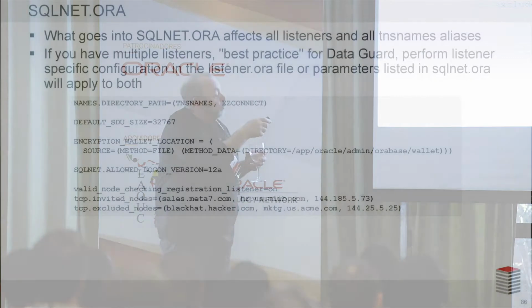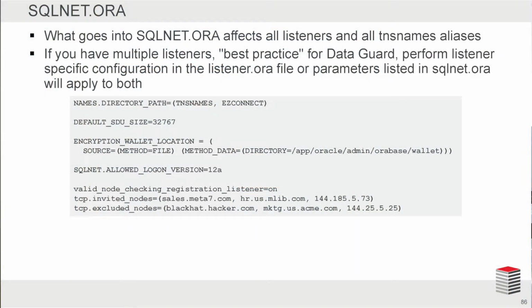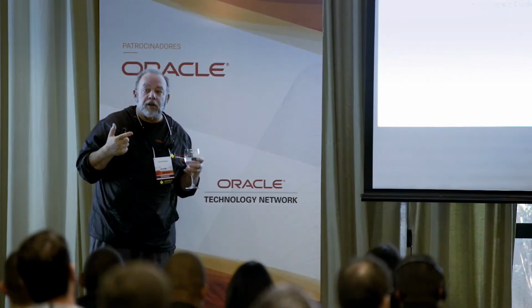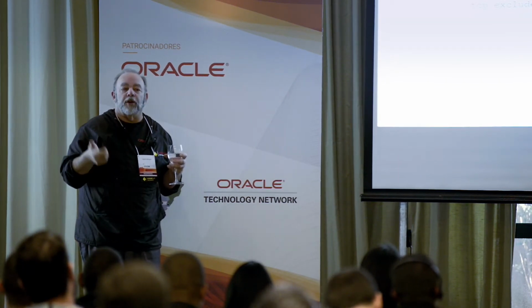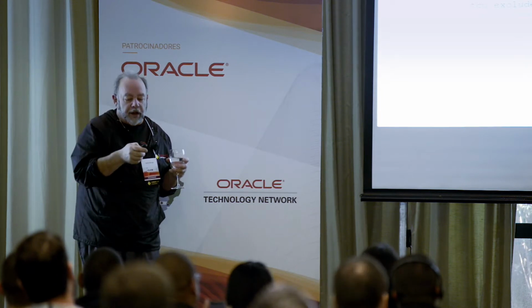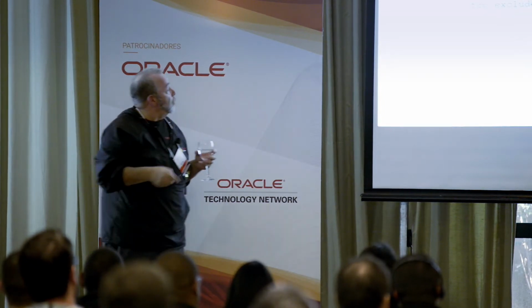So, for example, in a sqlnet.ora, I might do something like this. Default SDU size, and say I've got a Cisco switch, I've got a Juniper switch, I've got 10 gig Ethernet. Why shouldn't I be sending 32K rather than 4K or 8K every time we send a packet? You get substantially better improvement.